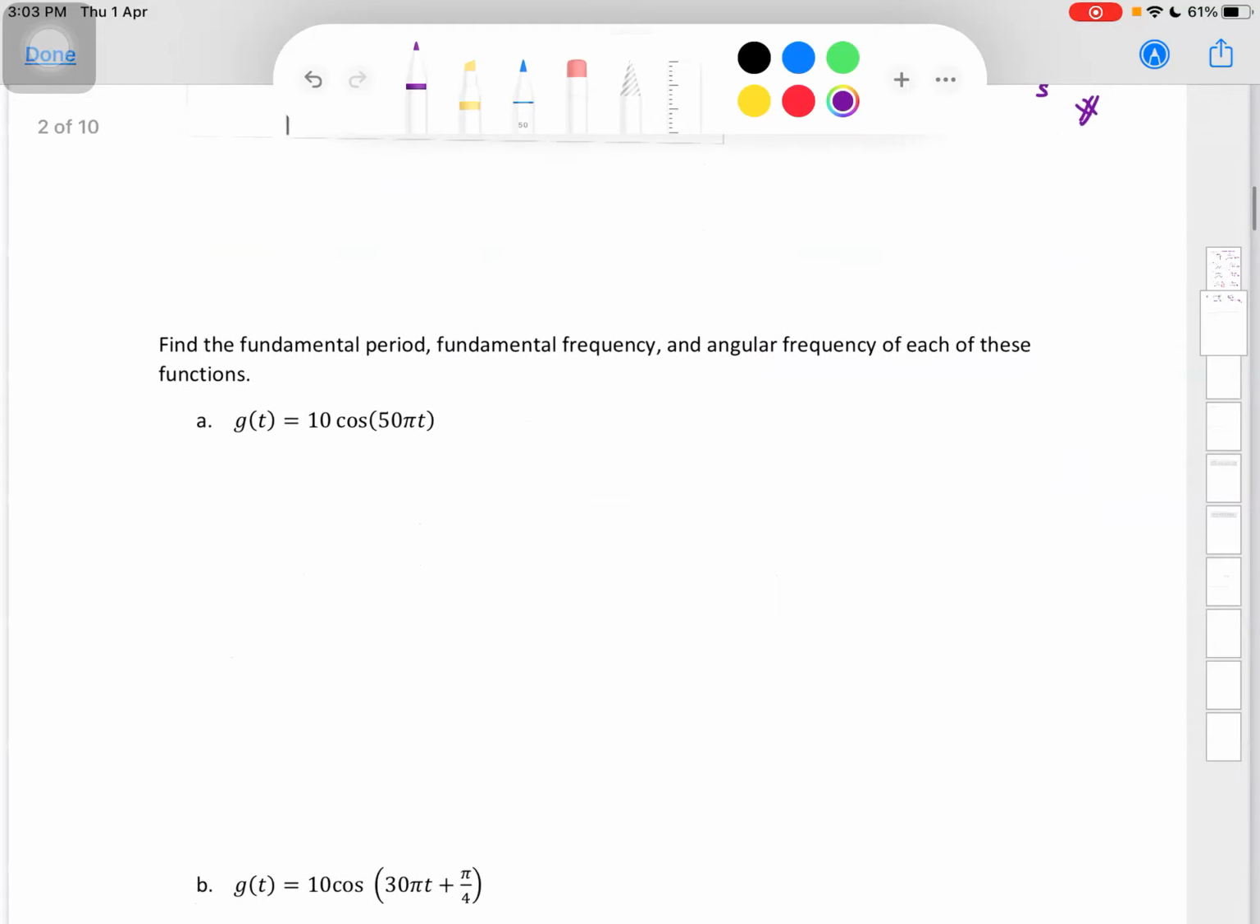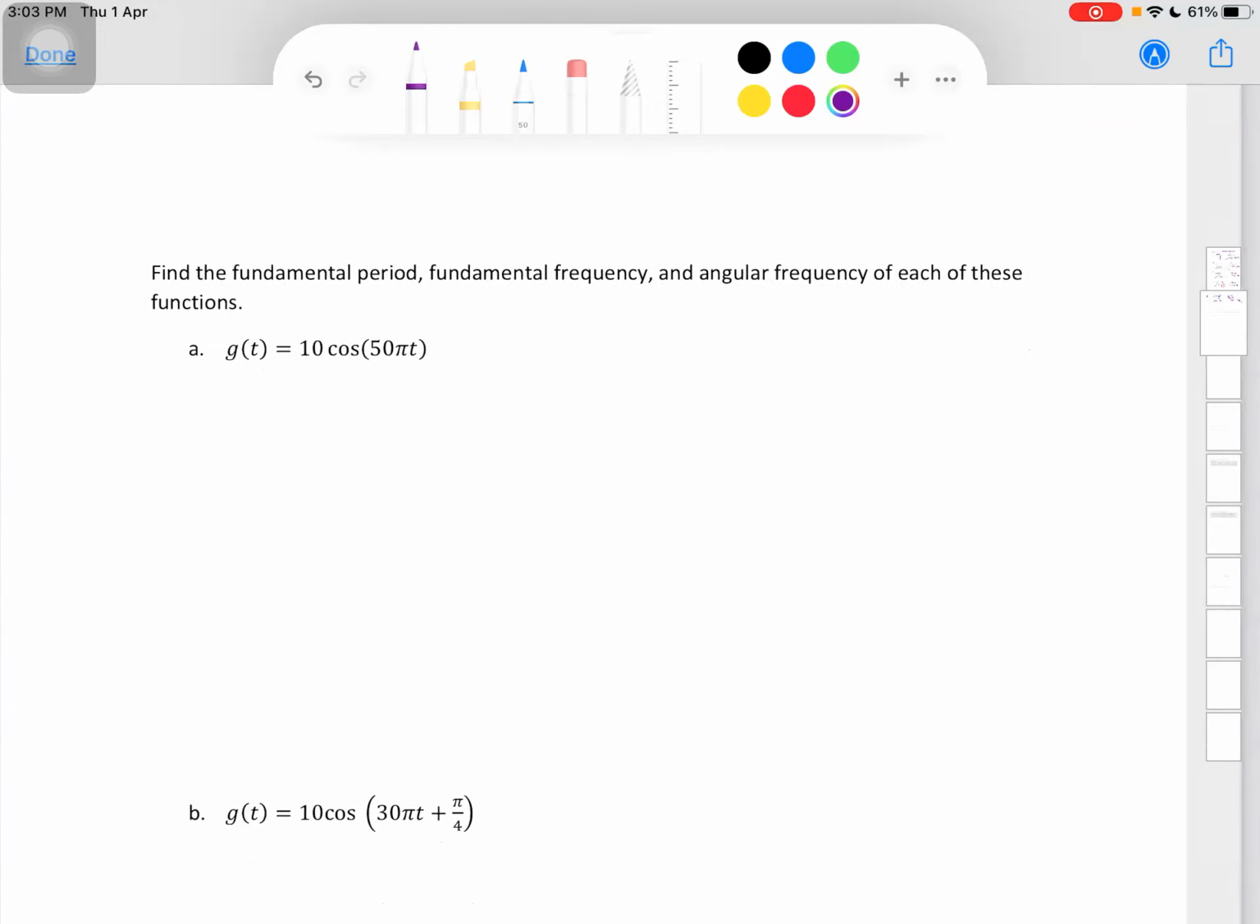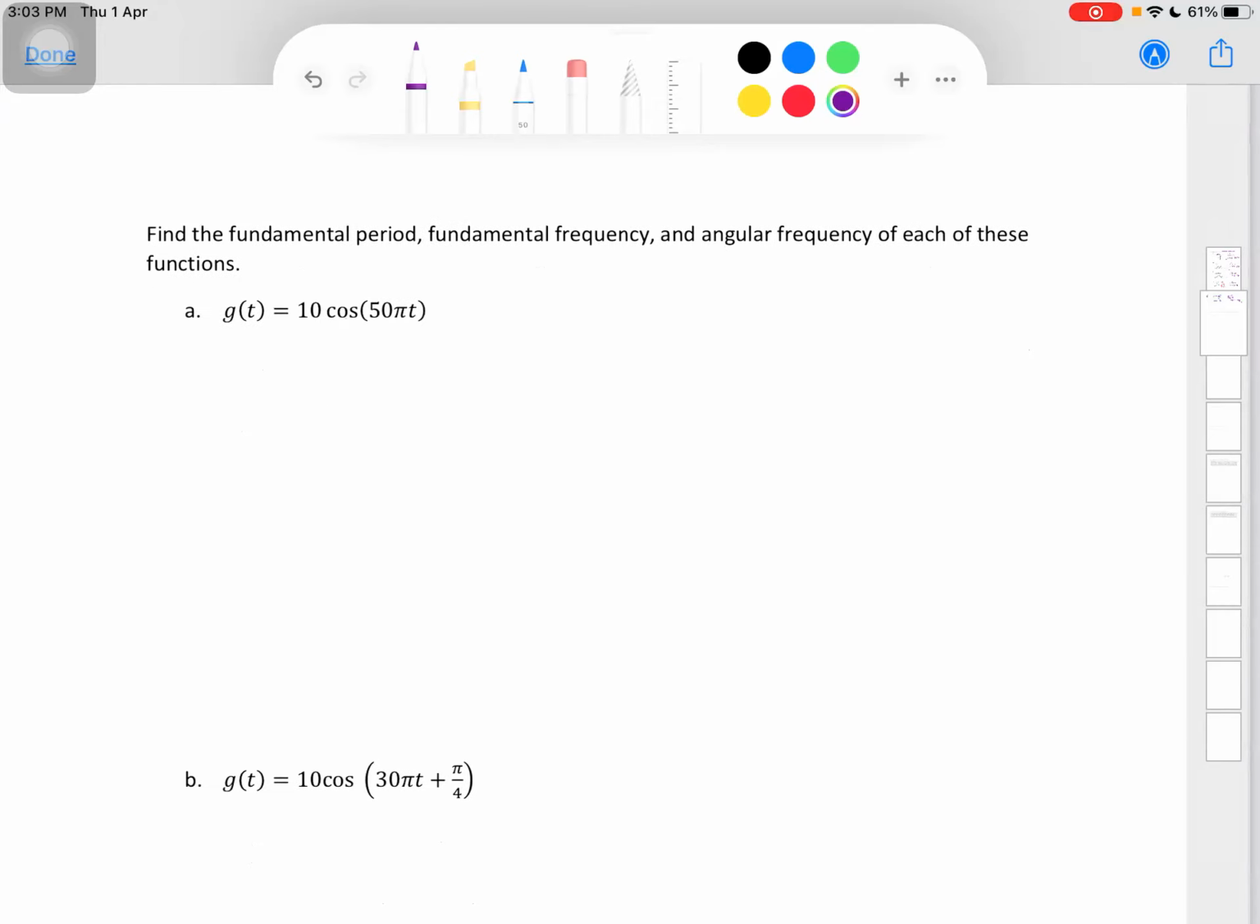Now let's have a look at a different type of question that can be asked with regards to a periodic signal. In this case we are asked to again find the fundamental period, fundamental frequency, and the angular frequency, but this time instead of a graph we are given an equation. So for question number 1 here we are given 10 cos 50 pi t.